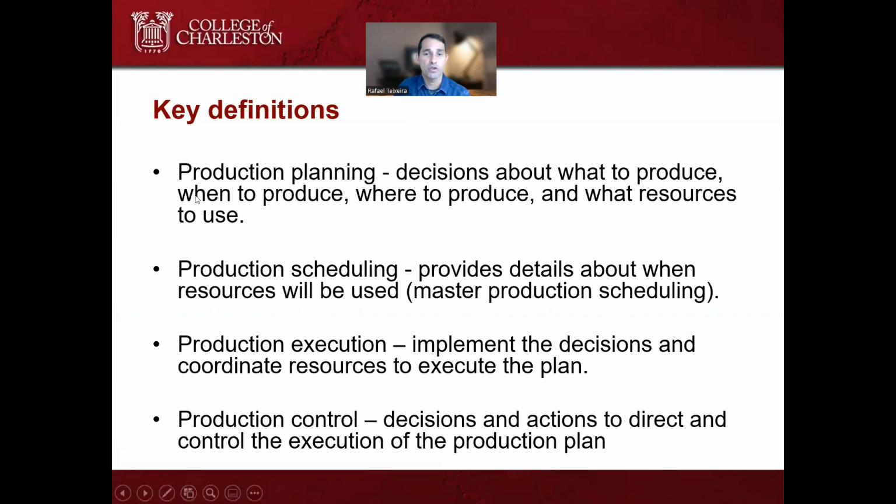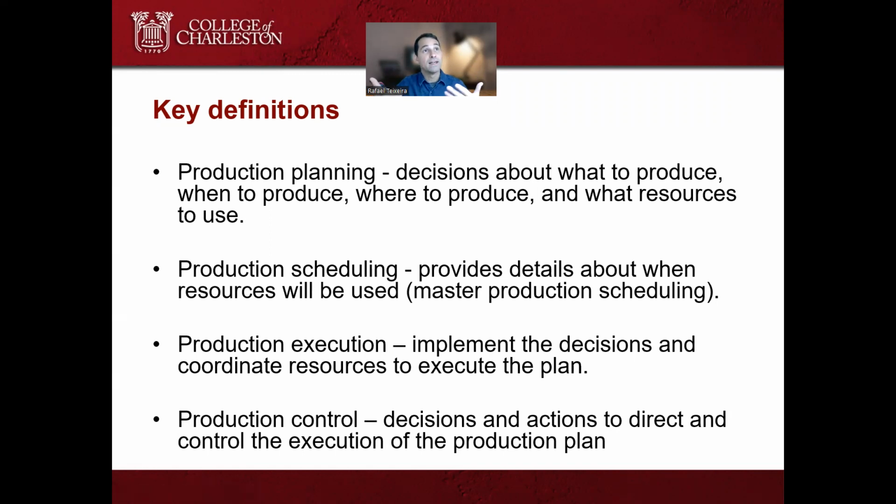Key definitions: production planning. These are decisions about what to produce, when to produce, where, and what resources to use. That's the planning part. The production scheduling is providing details about when we're going to produce the products. The production execution is implementing the decisions and coordinating resources to execute the plan, to make it happen.